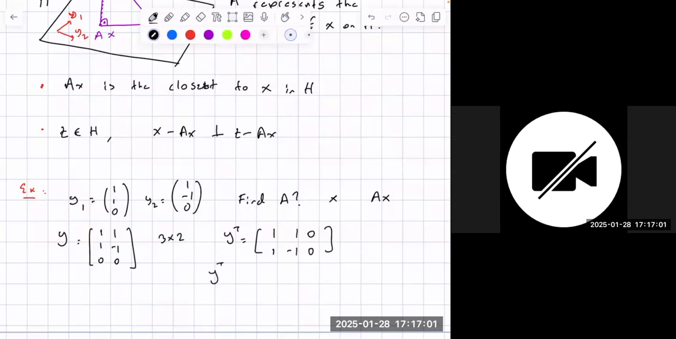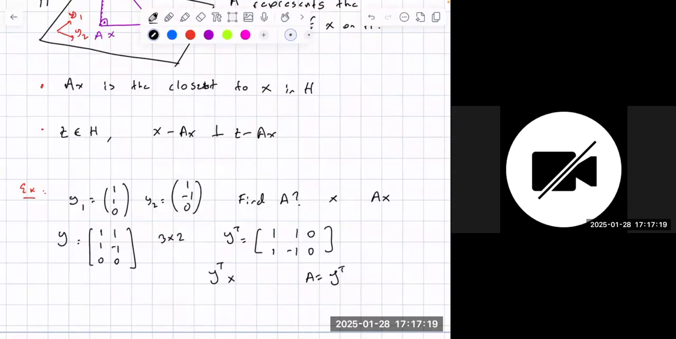How about like Y transpose X? Would that work? What I'm trying to say is, just use a Y transpose. Would that work? Well, it's not a bad idea. It doesn't do the trick fully, okay?